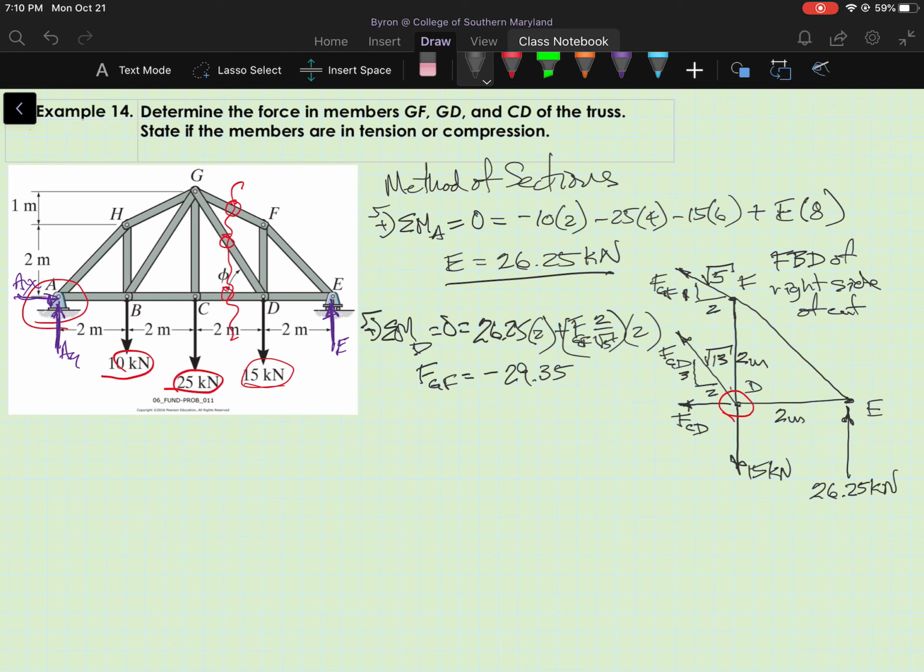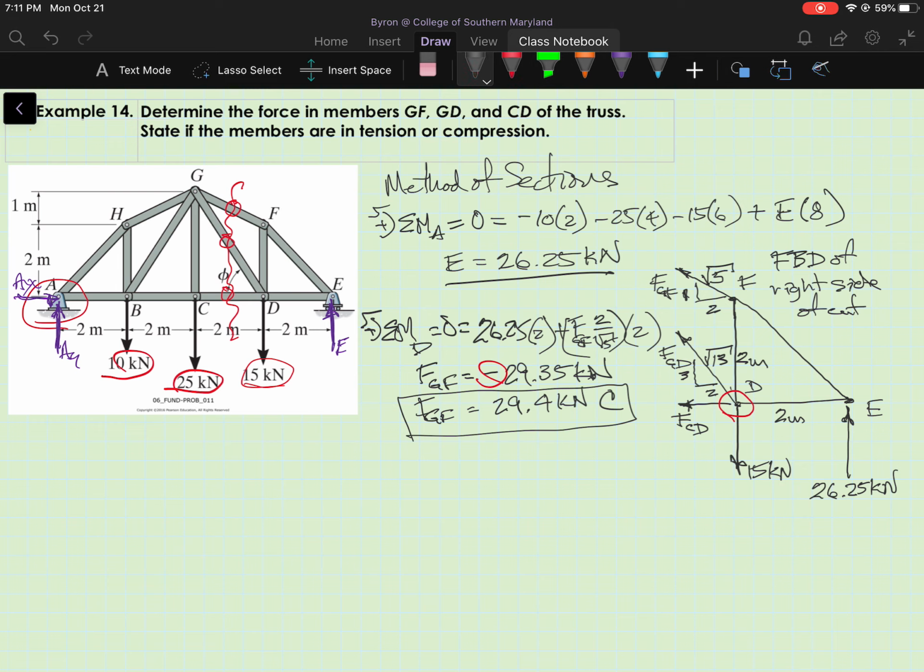29.35 kilonewtons negative, which means that FGF equals, I'm going to round that to 29.4 kilonewtons compression. Okay, again, I assumed all my unknowns are in tension. When I see that negative sign, I know that automatically means compression because I've assumed that my unknowns are in tension. And I don't have to double think it, triple think it. I just know it's compression.